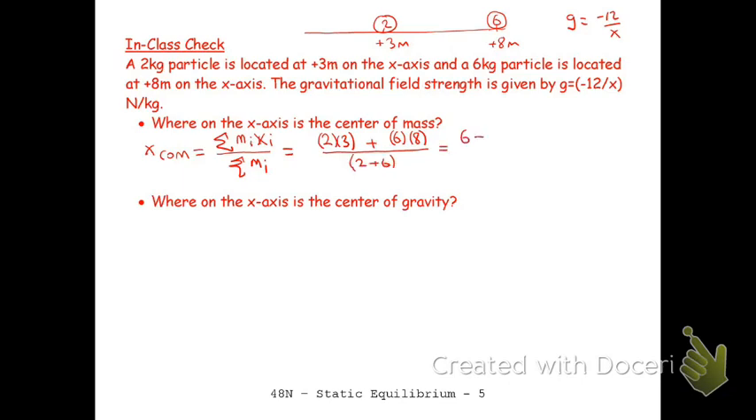So that's going to be 6 plus 48 over 8. So that would be 54 over 8, which equals 6.75 meters. So here, if that's 3, 4, 5, 6, 7, 8, I'm up here at 6.75. So there's my center of mass, because it's nearer to the 6 than the 2. Yeah, there we are. Makes sense.